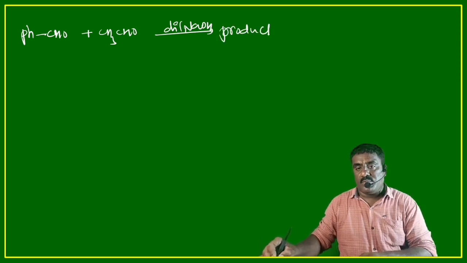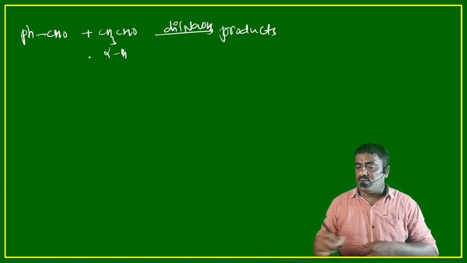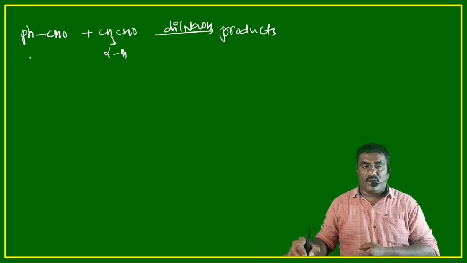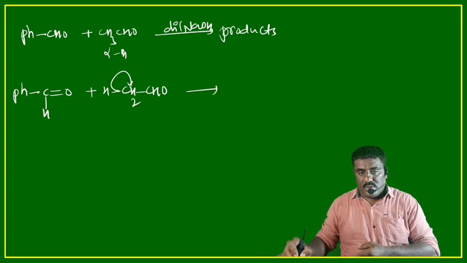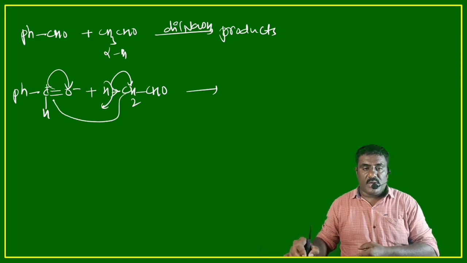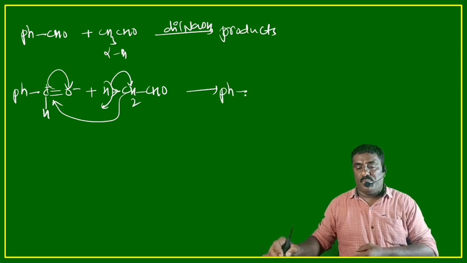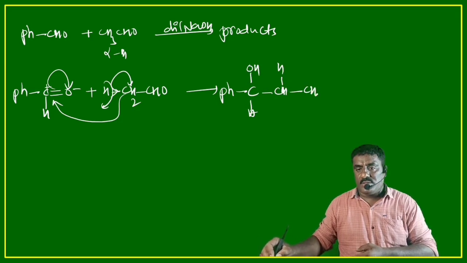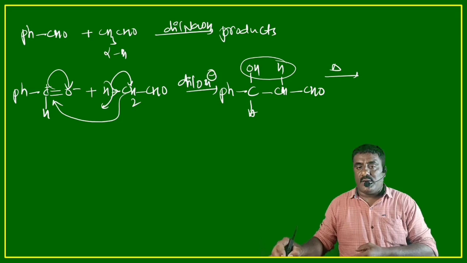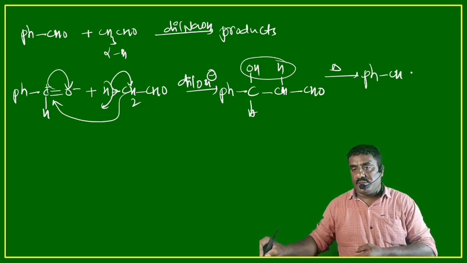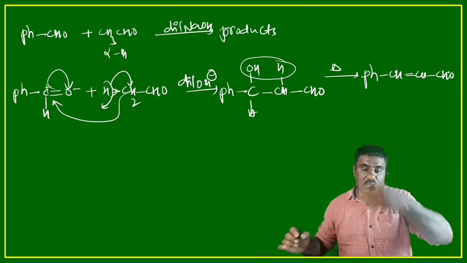What are the products? Acetaldehyde has alpha hydrogen. Benzaldehyde has no alpha hydrogen. I am writing the product. Ph, C double bond O, H. This aldehyde we can write as CH2, CHO. So this can form a carbanion, H leaving as H plus. This pi bond shifts, positive here, negative here. The carbanion attacks the carbocation. It forms Ph, CH, OH, and CH2, CHO. When it is heated, what happens? It eliminates the water molecule. Dehydration happens. What gives the product? Ph CH double bond CHO. This is the product.